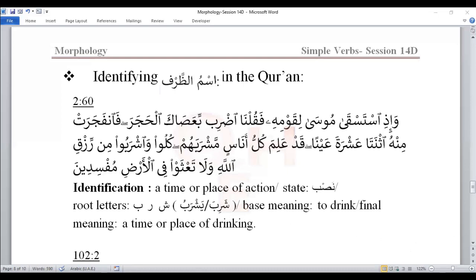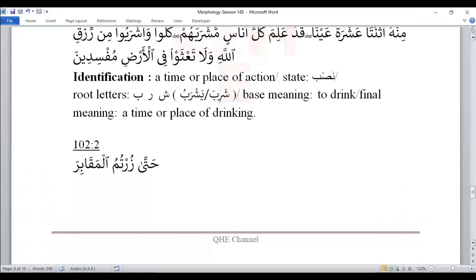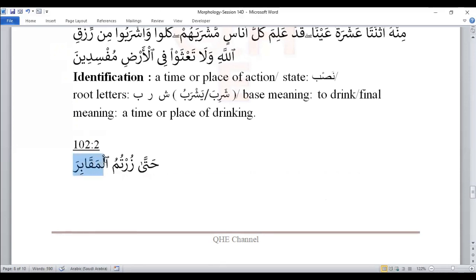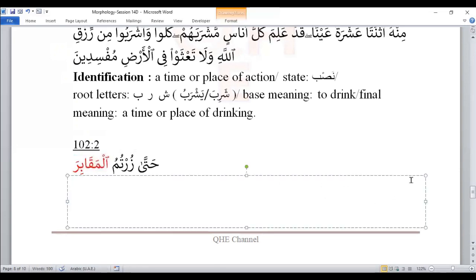Let's go over one more example. Okay, so we have another verse here. As I browse over, I see one word that starts with mim fatha, and maqabir matches with mafa'il. So this is plural, a broken plural. This word is our pick, and let's go over the details, inshallah.